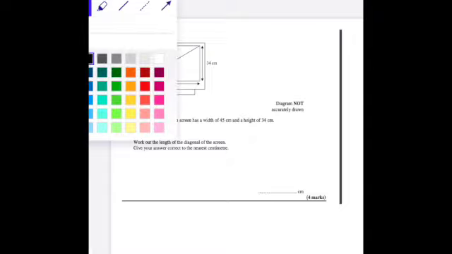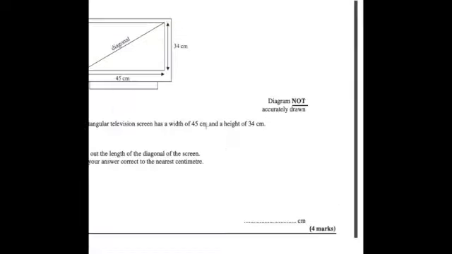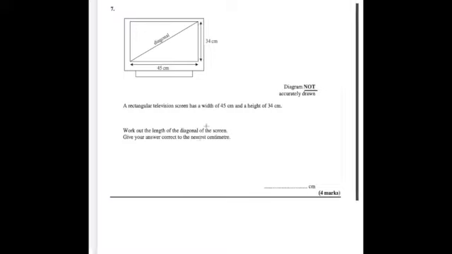Moving on to a different type of question. You have a rectangular television screen with a width of 45 centimeters and a height of 34 centimeters. It is not accurately drawn to scale, so you wouldn't be able to measure it in an exam. That would not work. It wants you to work out the length of the diagonal of the screen, the line labelled diagonal, and it wants you to give your answer to the nearest centimetre.